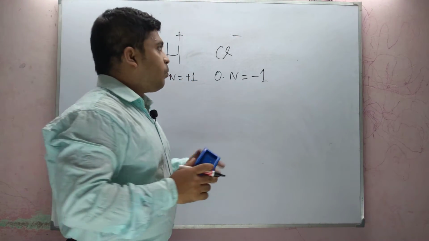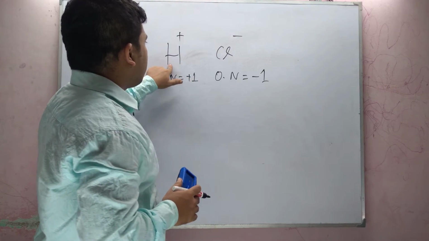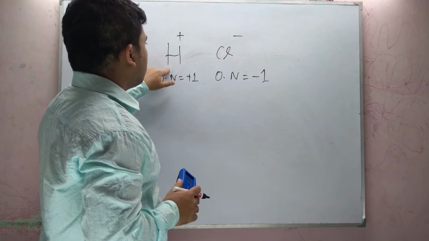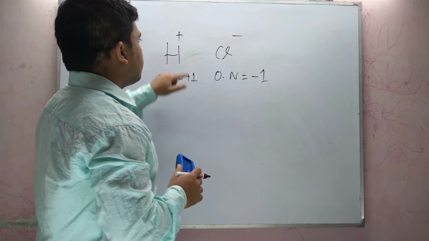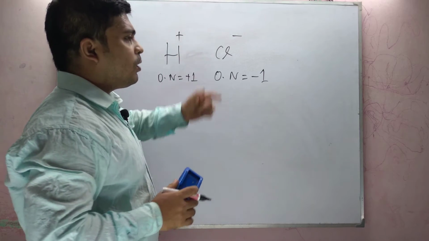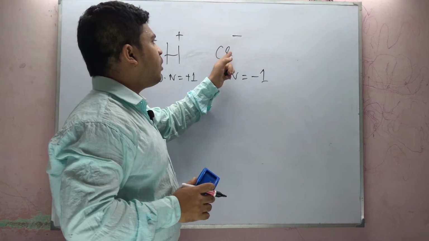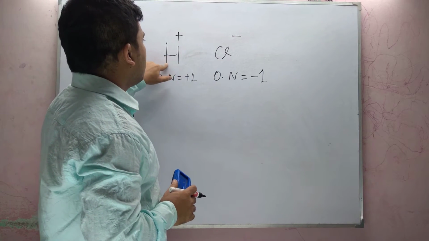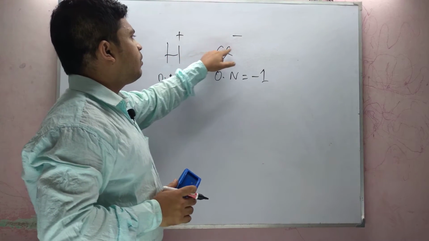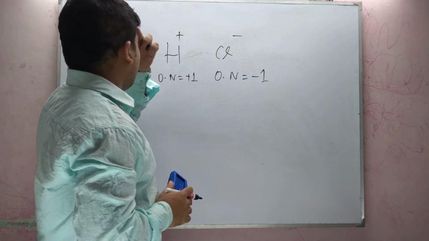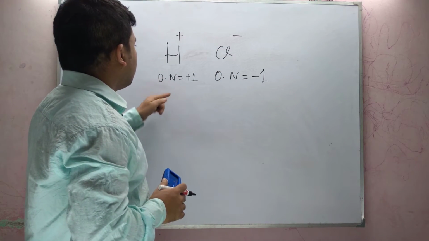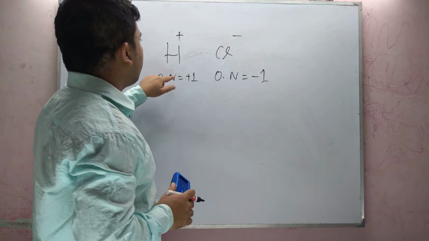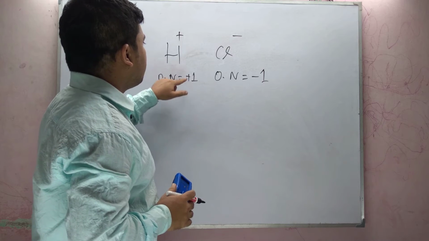So for different kinds of atoms bonded together, an oxidation number is possible. In this case the bonded electron pair is shifted more towards the more electronegative atom. Chlorine is more electronegative than hydrogen, so the bonding electron pair shifts to chlorine and Cl minus is formed. Therefore the oxidation number of chlorine here is -1 and of hydrogen is +1.